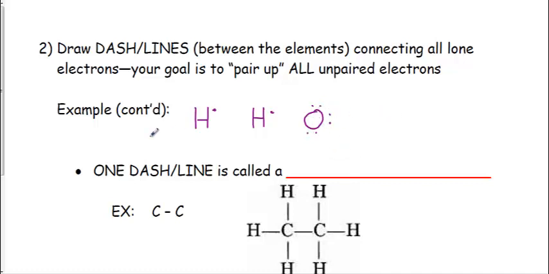Okay, so when we're going to draw this out, basically what I'm going to do is I'm not going to put the 2 hydrogens next to each other, but I'm going to rearrange it so that I can show that the hydrogens will be sharing electrons on either side of the oxygen. Okay, and also another way to do this then will be to draw it this way as well. So the dashed lines represent a share of 2 electrons here. Okay, so one dashed line is called a single bond.